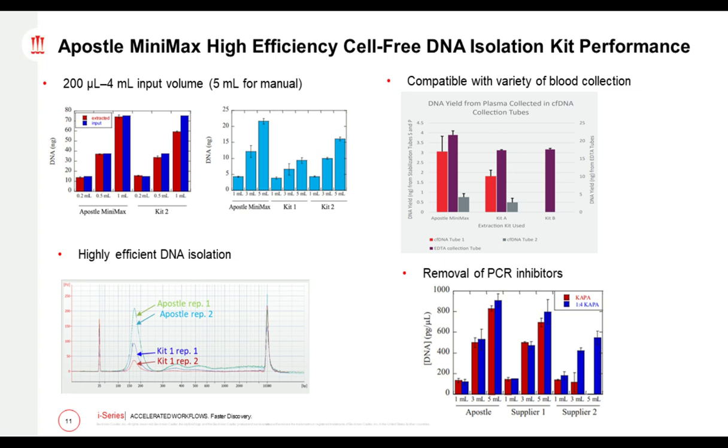This is a bioanalyzer trace with Agilent high sensitivity DNA chip for replicates from Apostle and another kit, and the traces show higher yield for cfDNA extracted from Apostle kit.